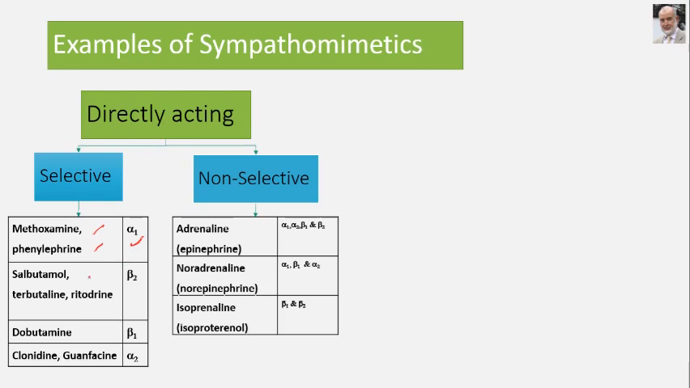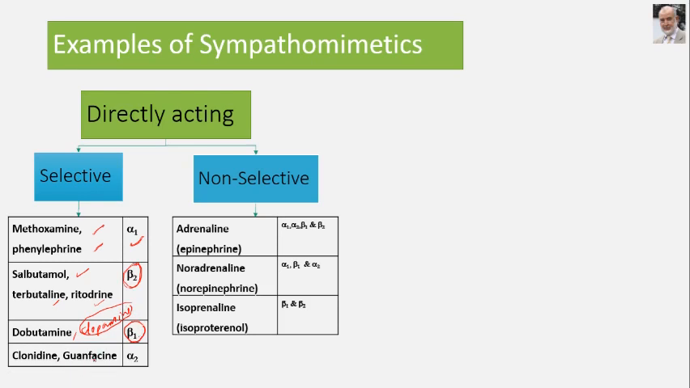Beta-2 agonists, most famous, salbutamol, terbutaline, ritodrine. These are selective beta-2 agonists. Selective beta-1 agonists include dobutamine, and I might add dopamine, although dopamine is not very selective, but we have to know that it has a beta-1 action. So dobutamine is a selective beta-1 agonist.